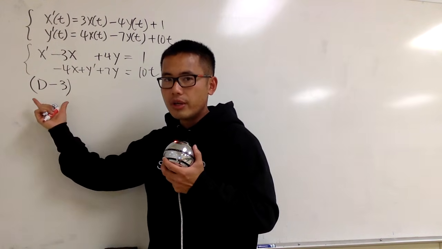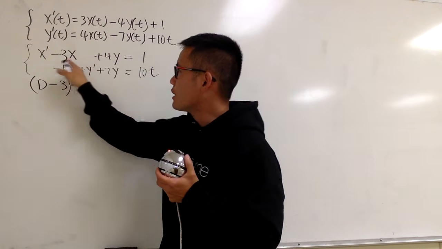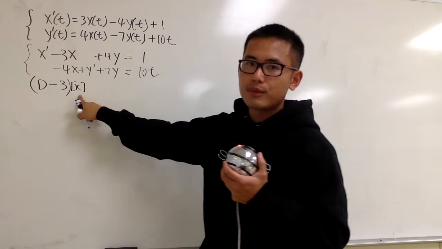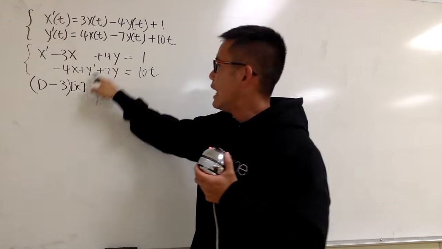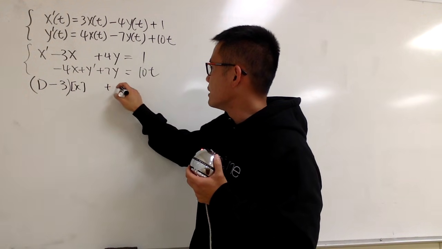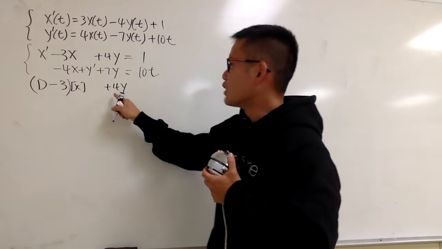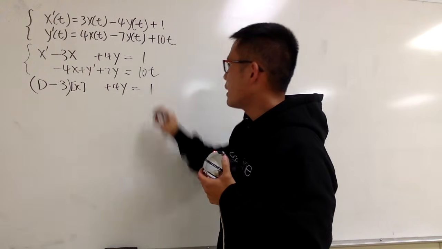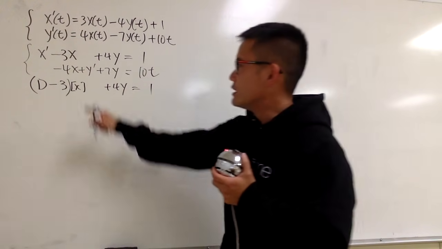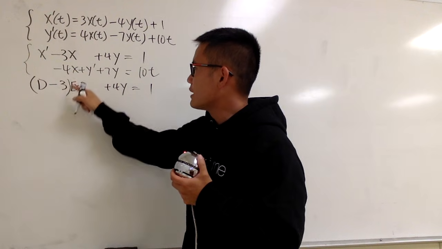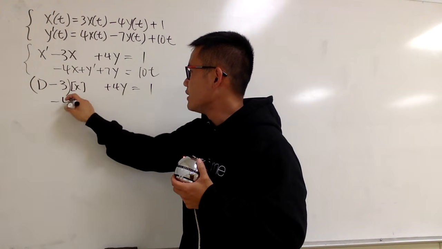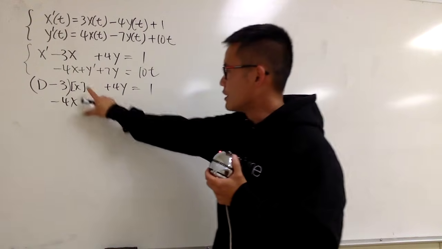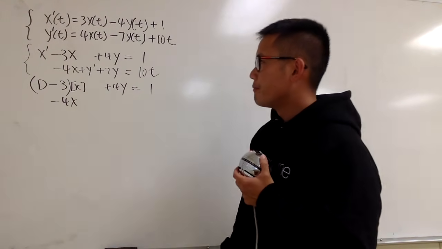And now this is an operator. This operator is working on the x, and we put it down like this, bracket x, okay? And next, I will just put down plus 4y like this. Because it has no derivative, I'll just write it down like that. And it is still equal to 1. And next, we see that we have negative 4x, no derivative, so I'll just write down negative 4x. And then the x's are lining up right now, right?